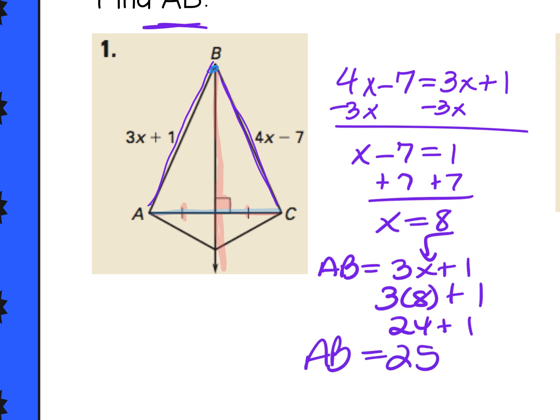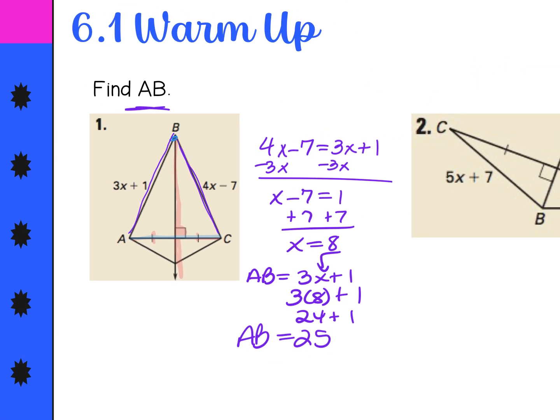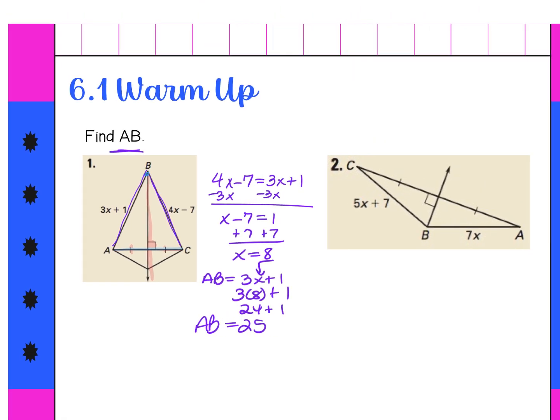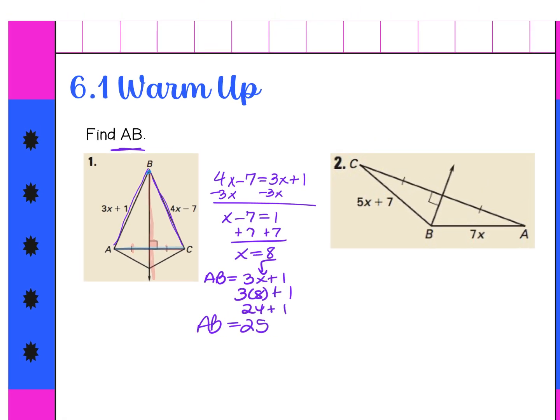So read the questions carefully to see exactly what it's asking for. Then for number 2, same thing. It's a perpendicular bisector. And again, the way that I can tell that it's a perpendicular bisector is because of the right angle and the congruency marks here. So again, any point on that perpendicular bisector, so for example, point B, will be equidistant from the endpoints of the segment that was bisected.